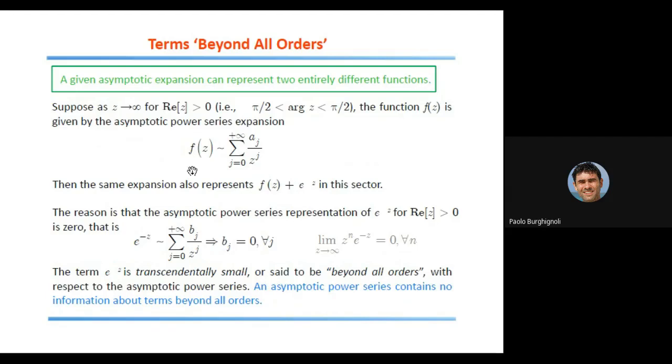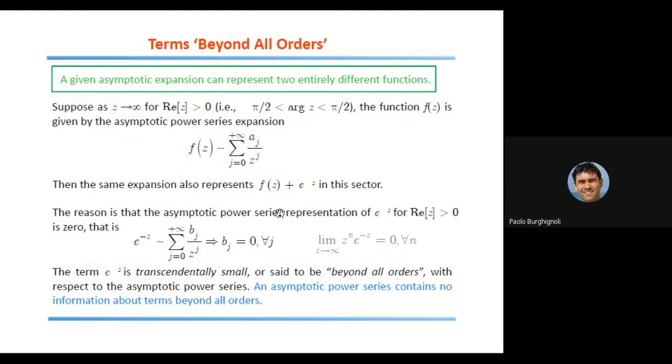Because, for example, if you consider a function f with a given asymptotic expansion in some sector of the complex plane, for example, when the argument of z is between minus pi over 2 and plus pi over 2, and then you add to this function an exponential e^(-z), then it's easy to see that in the same sector of the complex plane, this new function has exactly the same asymptotic expansion as the original function f.